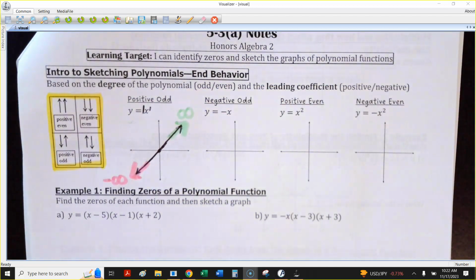So this would be positive and odd. So it goes down at the beginning of the graph, or down on the left side, and then up on the right side of the graph. That's what that little summary is there to the side.